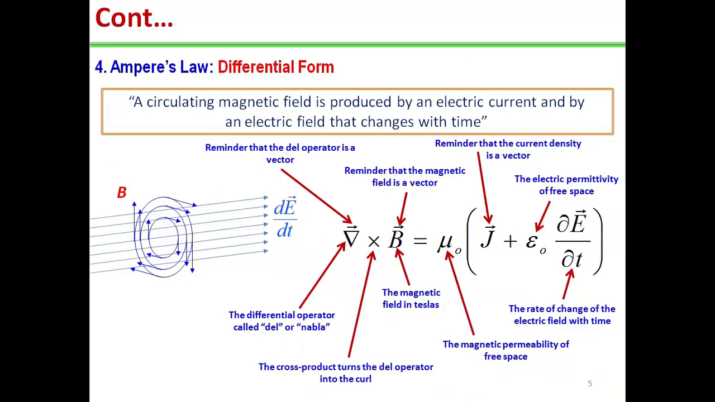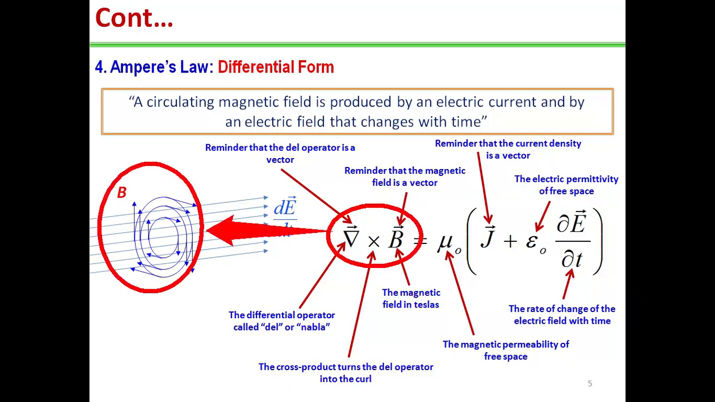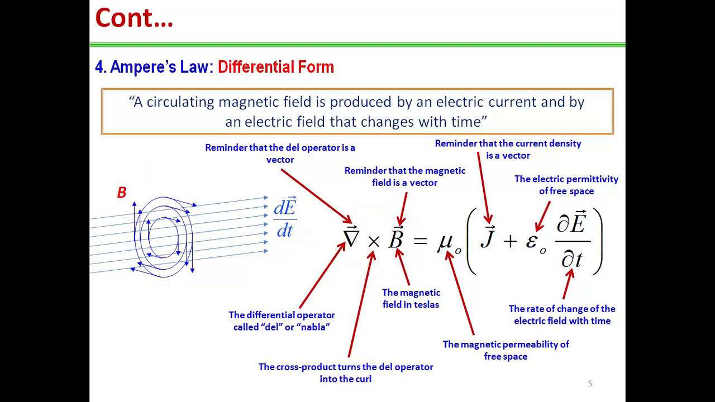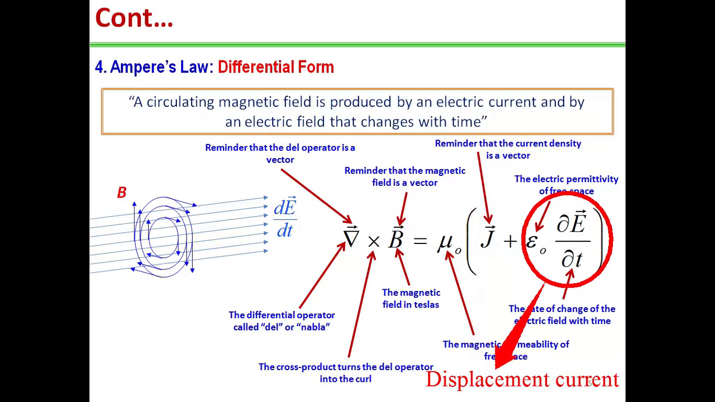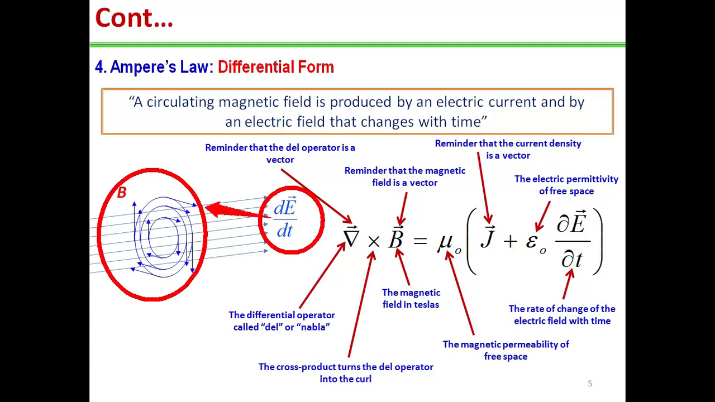The differential form of the Ampere-Maxwell equation is written as del cross B is equal to mu naught J plus epsilon naught ∂E/∂t. The left side of this equation is a mathematical description of the curl of the magnetic field, and the two terms on the right hand side represent the conduction current density, that is J, and the time rate of change of the electric field, which is basically the displacement current. The main idea of the differential form of the Ampere-Maxwell equation is that a circulating magnetic field is produced by an electric current and by an electric field that changes with time.